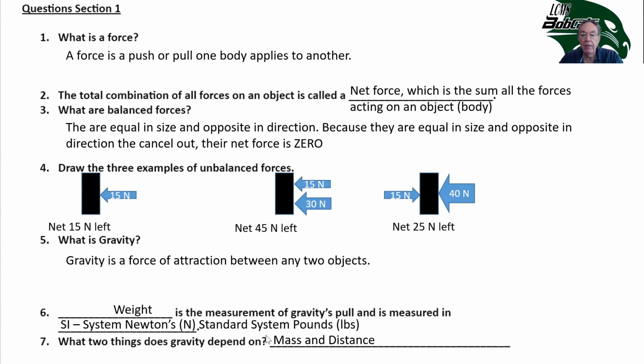The two things that gravity depends on are mass and distance. So the greater the mass of the object, like the Earth versus the moon, the more gravity the object has. Also, the farther you are away from the object, like the farther you get away from the Earth, in the space shuttle things appear to float because there's a long distance from the Earth.